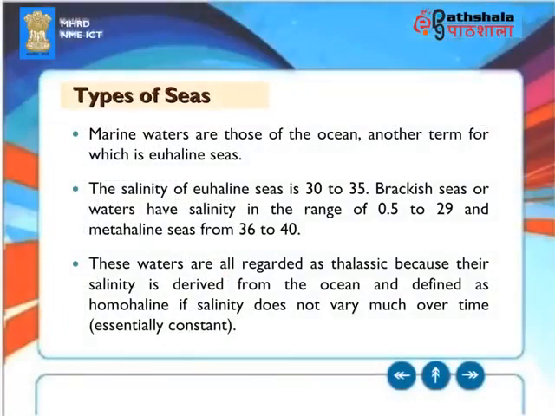Types of seas. Marine waters are those of the ocean, another term for which is euhaline seas. The salinity of euhaline seas is 30 to 35. Brackish seas or waters have salinity in the range of 0.5 to 29 and metahaline seas from 36 to 40. These waters are all regarded as thalassic because their salinity is derived from the ocean, and defined as homohaline if salinity does not vary much over time, essentially constant.